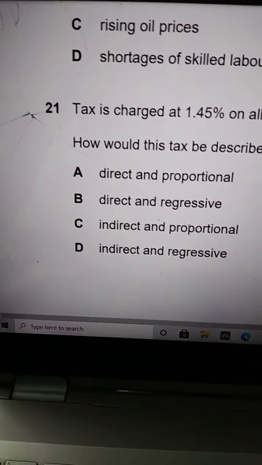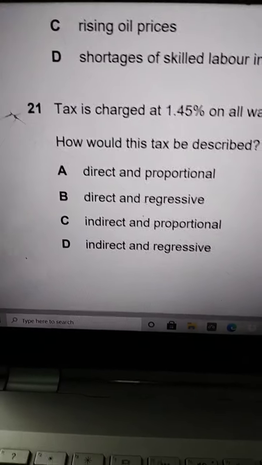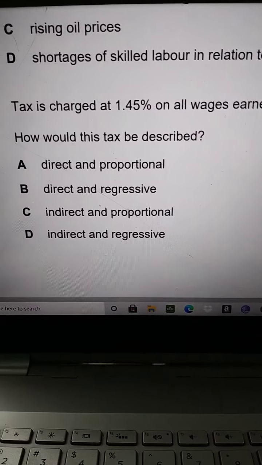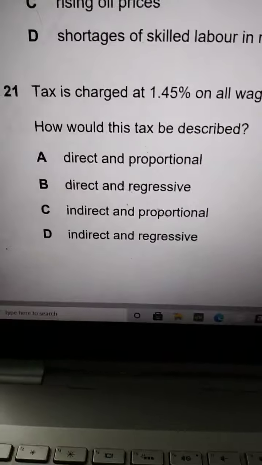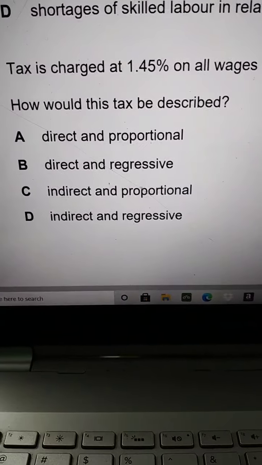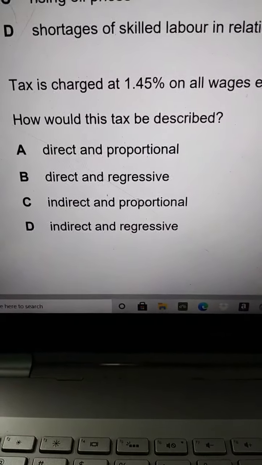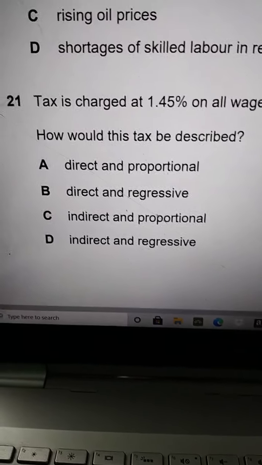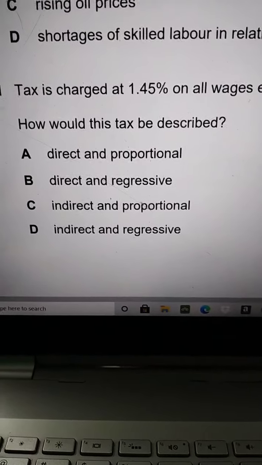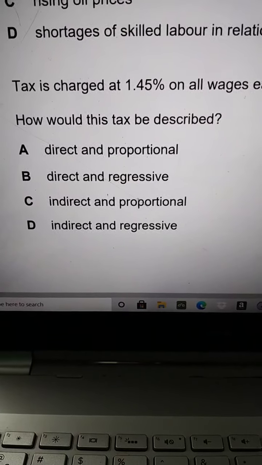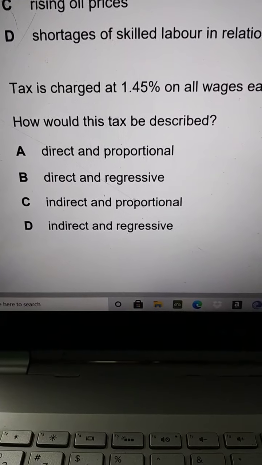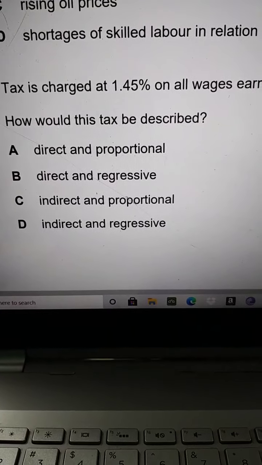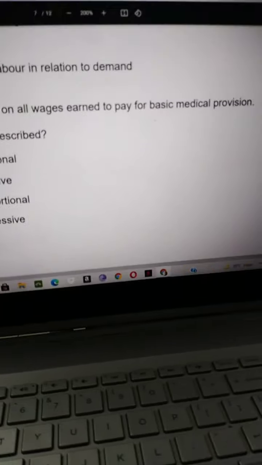Question 21, very important. Many students may make a mistake in this. Tax is charged at 1.45% on all wages earned to pay for basic medical provision. How would this tax be described? Direct and proportional, direct and regressive, indirect and proportional. So you know that there are types of taxation. For example, direct taxes are imposed on income and wealth. Indirect taxes are imposed on the consumption of goods and services.